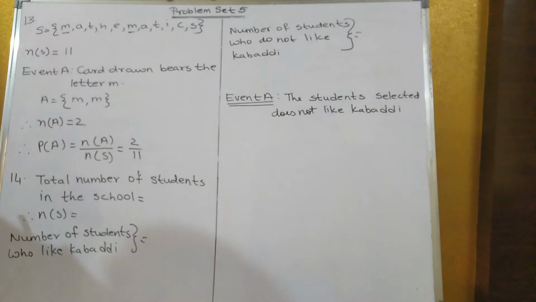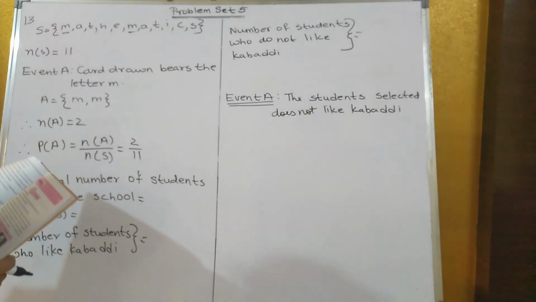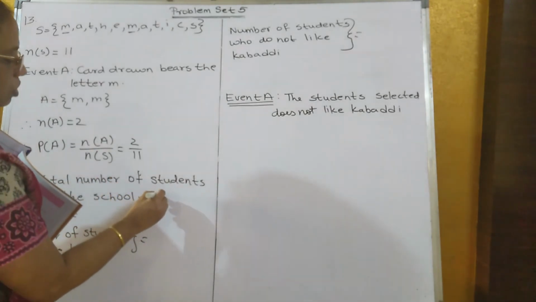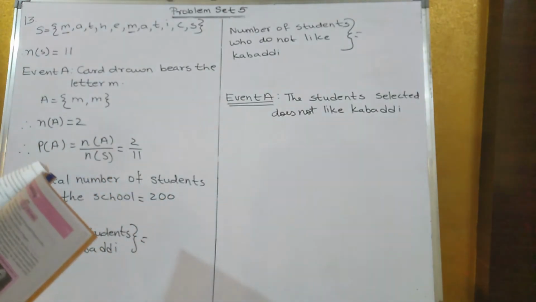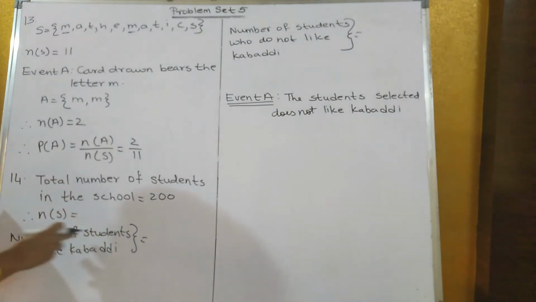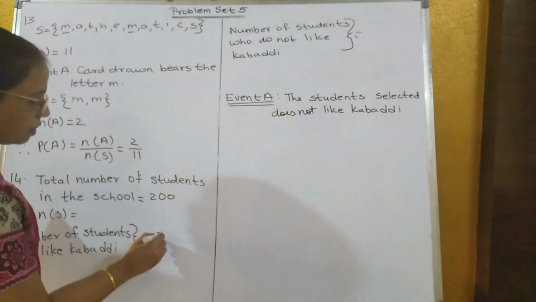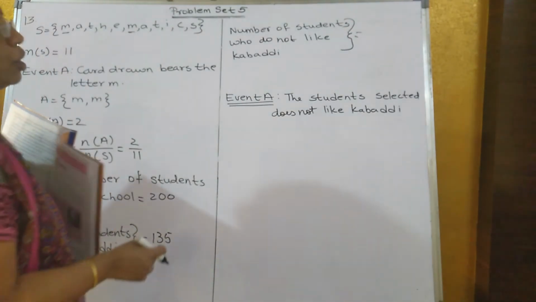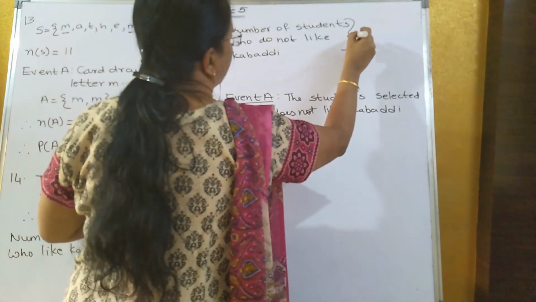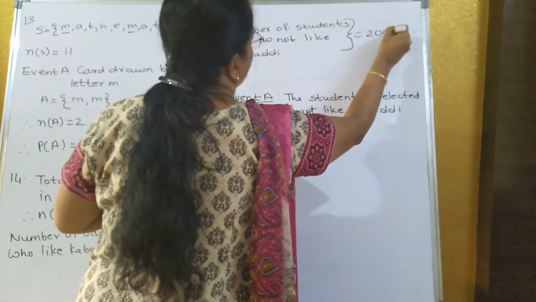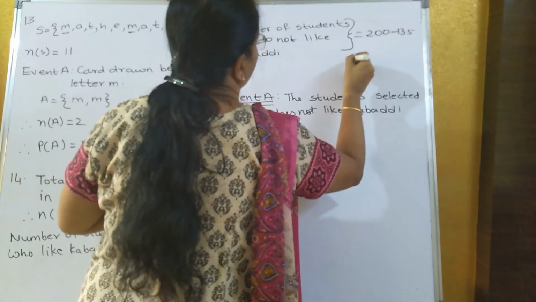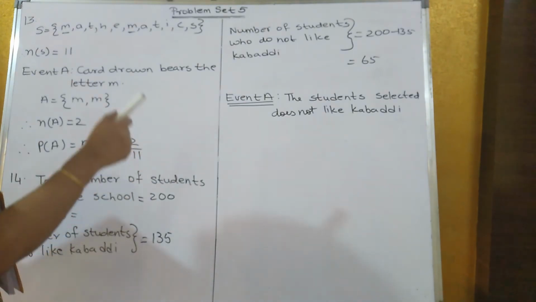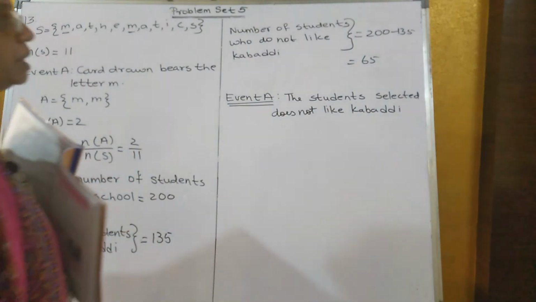Now 14 sum, total number of students in the school. They have said out of 200 students from the school. So total number of students is 200. 135 like kabaddi. The number of students who do not like kabaddi is not given, so you have to find out. Out of 200, if you subtract 135, you get 65. So 200 minus 135 is the number of students who don't like kabaddi, that is equal to 65.